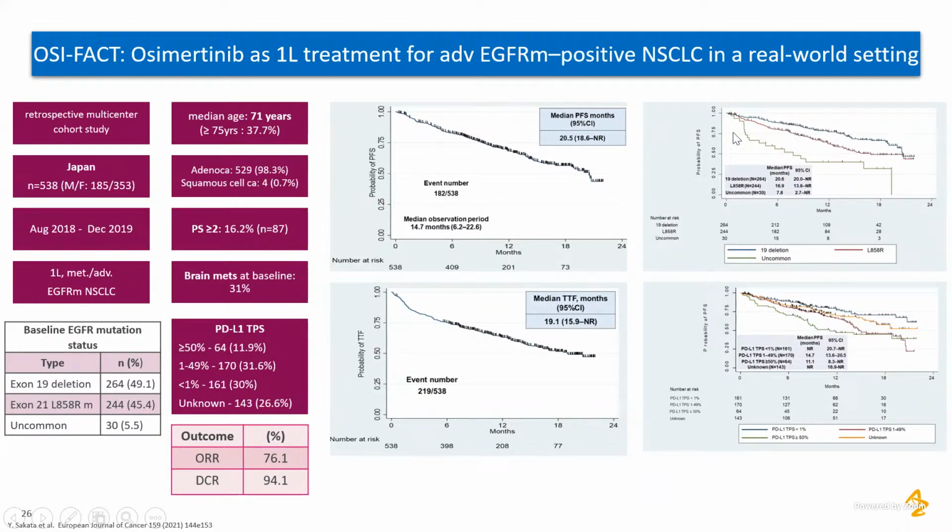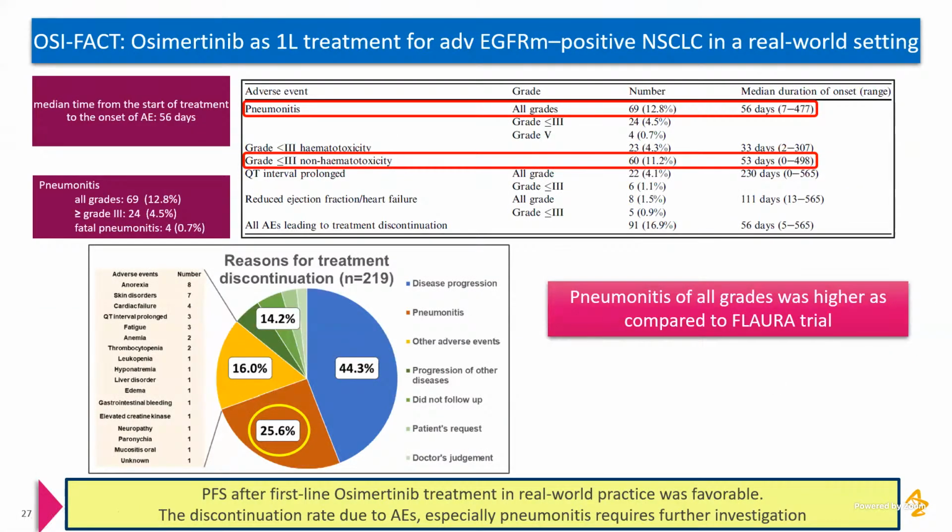And median PFS you can see here. This is again median PFS based on PD-L1 positivity, TPS score 1 to 49, less than 1%, 20%, and 20 months. So these are the various subgroup analyses.